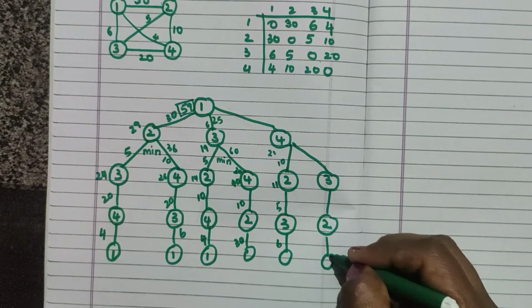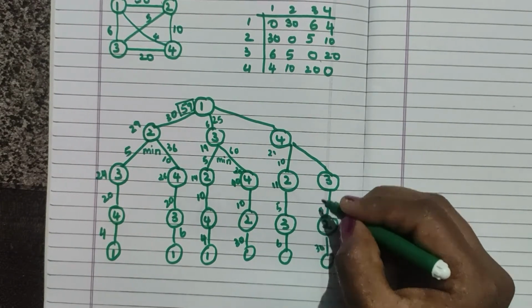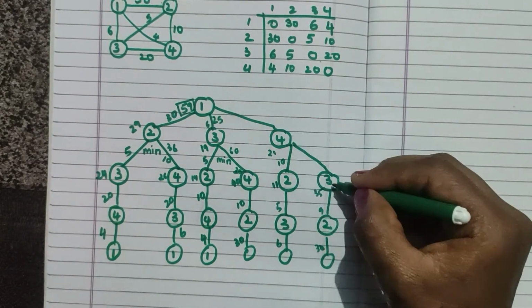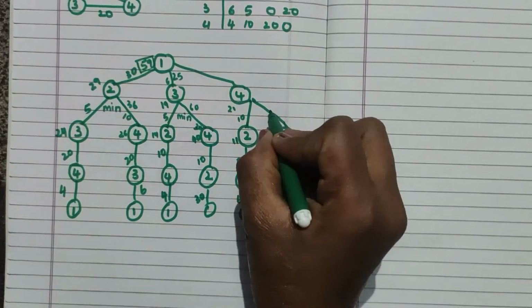And then add on with 2 to 1, the value is 30. 3 to 2, it is 5. So add on, you get 35. And then 4 to 3, the value is 20. Add on 35 plus 20, it is 55.